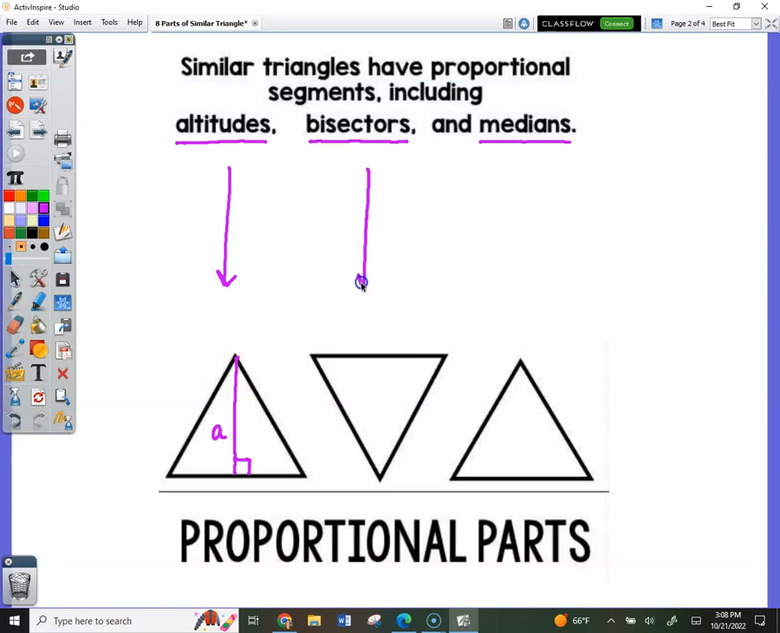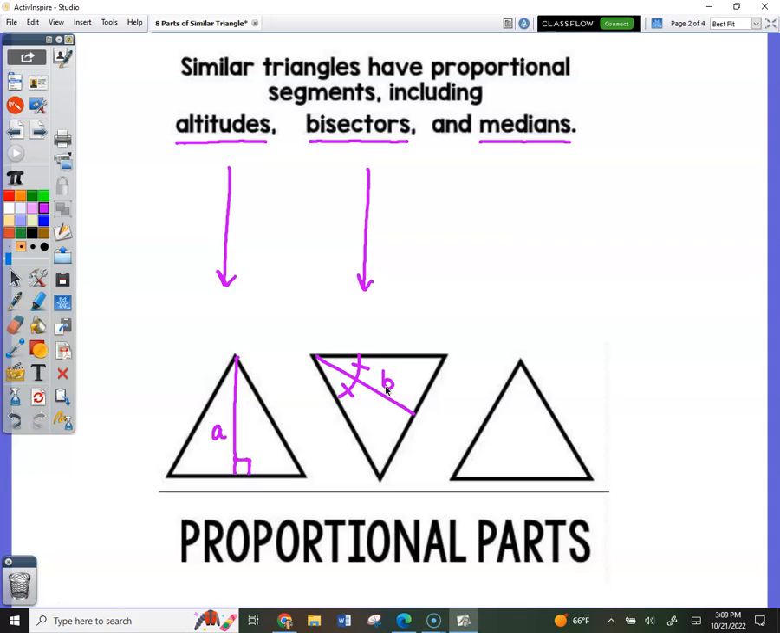Bisectors. If you recall, bisect means cutting in half. If you have an angle that has a segment coming out of it to the opposite side in a way that the angle has been cut in half. Mine's not drawn very well. I'm trying to draw it to where they're even. So this angle has been cut in half. That angle is equal to that angle. Then that segment is called a bisector because it took that angle and cut it into two equal parts. This angle would be equal to this angle. Does that make sense?